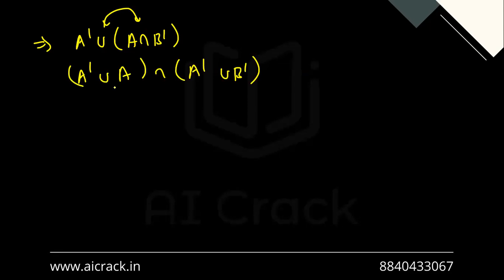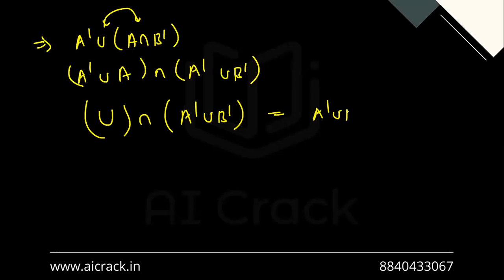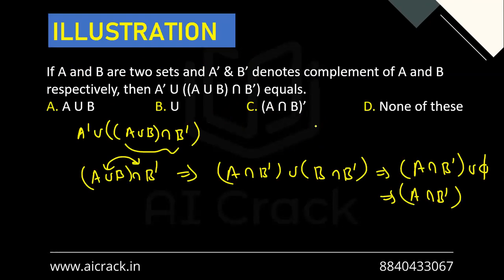Now we know that A dash union A is nothing but the universal set, because these are two complements, and when we add these two, it is universal. We have seen that recently. We have to intersect it with A dash union B dash. Again we know that if we intersect anything with the universal set, we get the set only. So this is nothing but A dash union B dash. Basically we have to reverse De Morgan's law, so this is A intersection B dash, right? So C is the correct option.